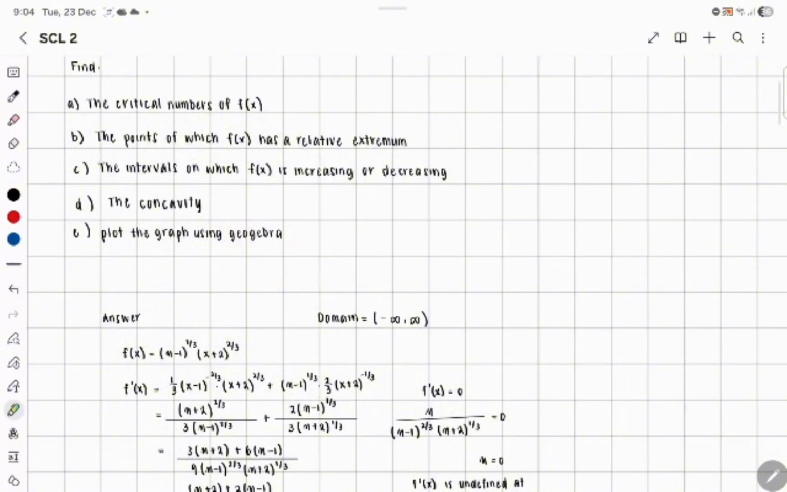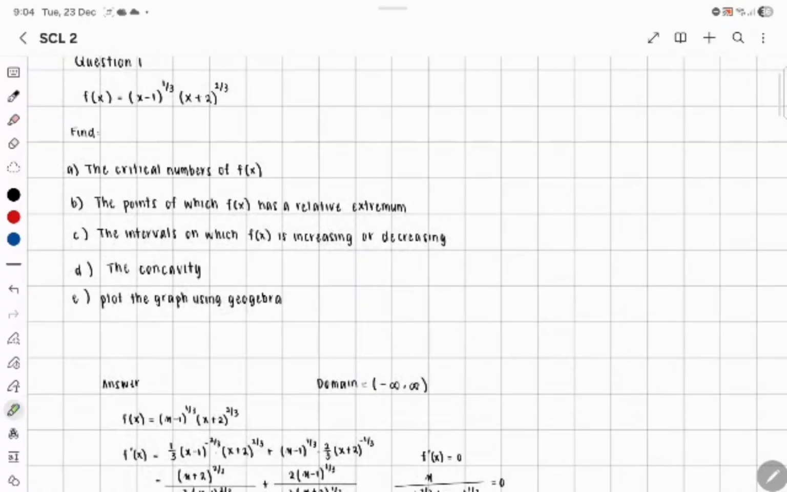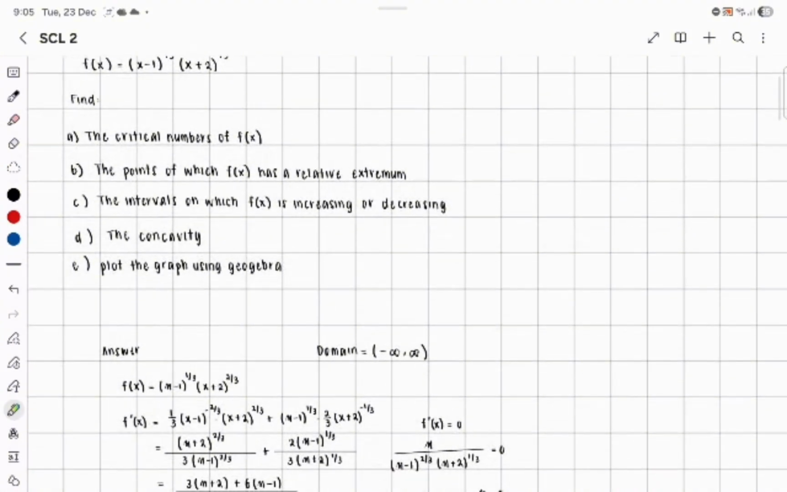So first, we need to find the domain. We look at the exponents of the function. Since the denominators of the exponents, as in 1/3 and 2/3, mean this is a cube root, and we know the cube root can accept any number, positive, negative, or 0, the odd root doesn't have a restriction. So the domain is all real numbers, negative infinity to infinity.